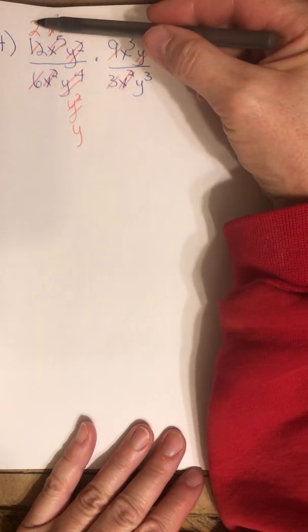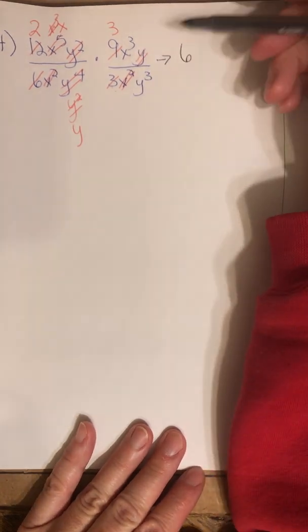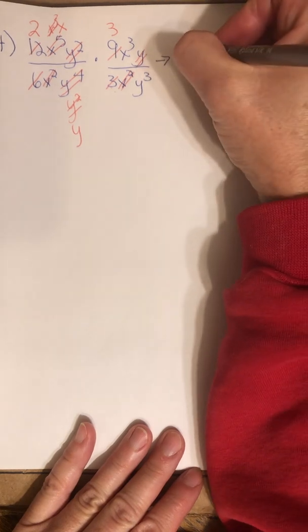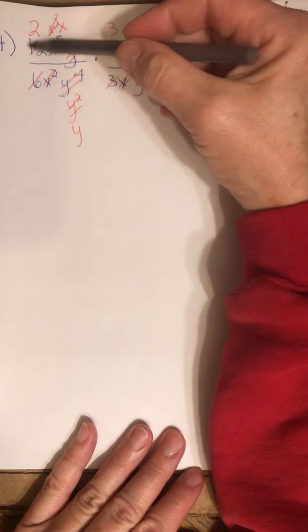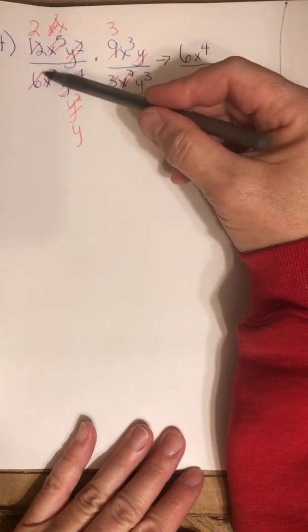Let's take a look at our numbers in the numerator. 2 times 3 in red. Let's see how many x's we have. I have 1 x here and 3 here for a total of 4. Do I have any y's in the numerator? I do not. Let's check our denominator.